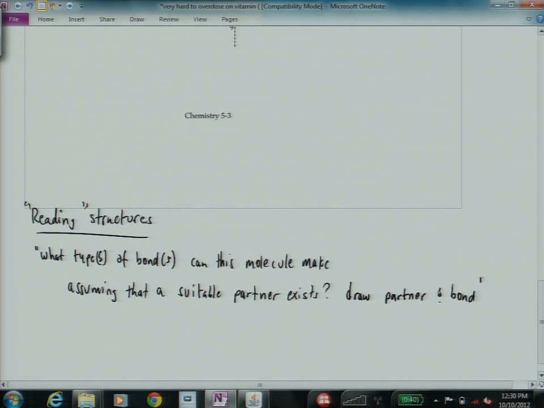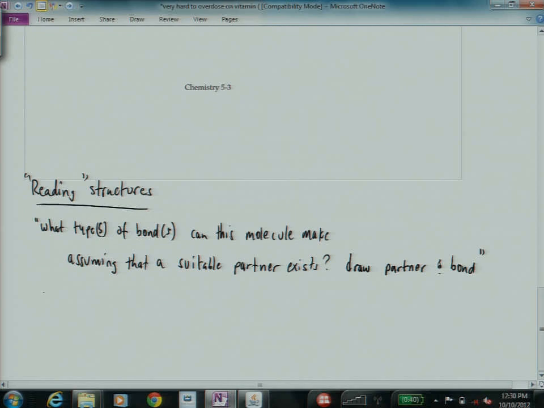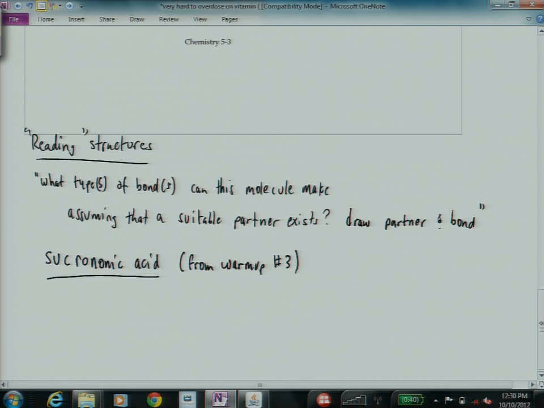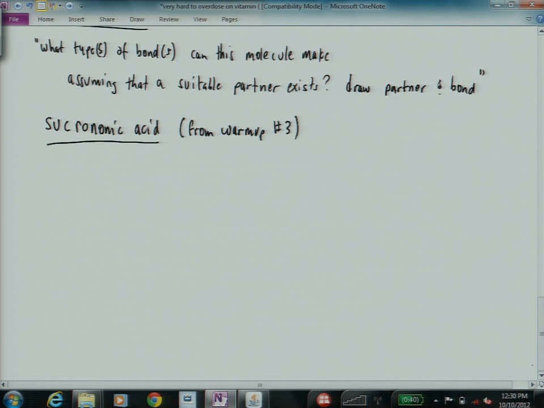And so let me give you an example structure. This is sucrononic acid. The exact name isn't that important. It's from warm-up number 3. That was the one we talked about the different sweet molecules. So I'm going to draw it up, and then what I want to do is focus in on some really important parts of it. Some parts of the details are important, some are less.